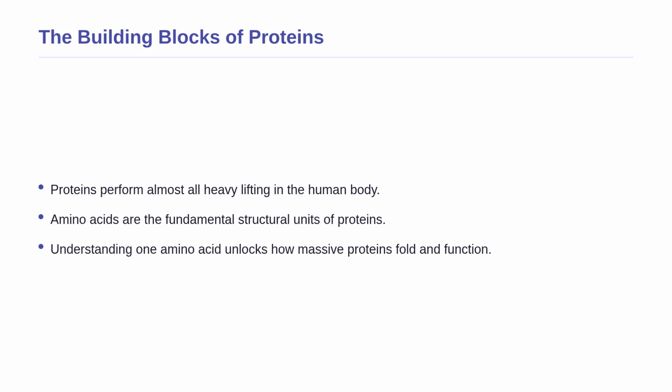Now that we understand the importance of proteins, let us look at what they are made of. Proteins are responsible for almost all the heavy lifting in your body. But to understand the whole, we must first understand the parts. An amino acid is a small organic molecule that serves as the fundamental structural unit of these proteins. By understanding the shape and structure of a single amino acid, we unlock the secret to how massive proteins fold, function, and ultimately keep us alive.